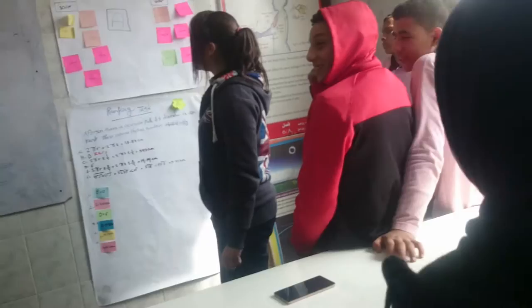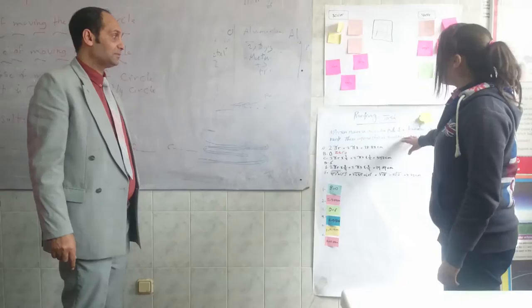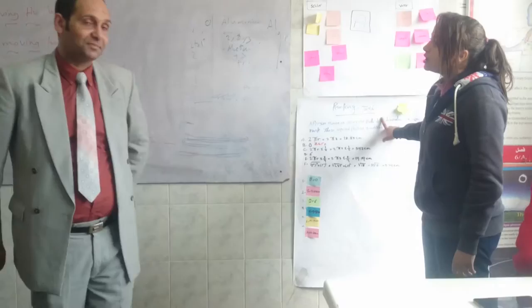B, displacement. Displacement equals 0. Because the person will move the whole circle and return to the same point, the initial point. And the displacement equals 0.